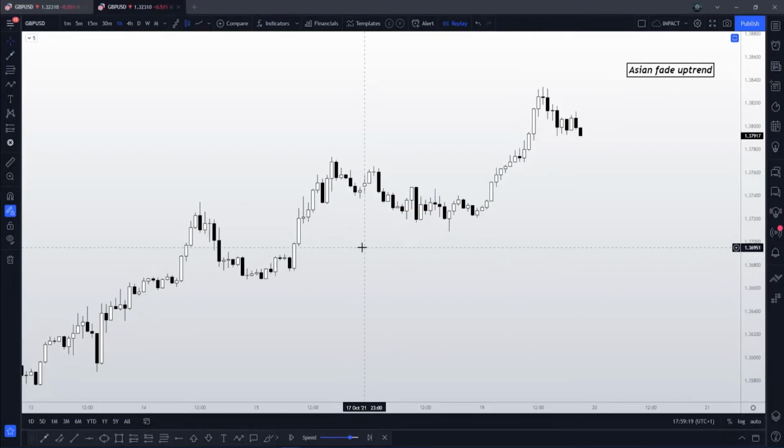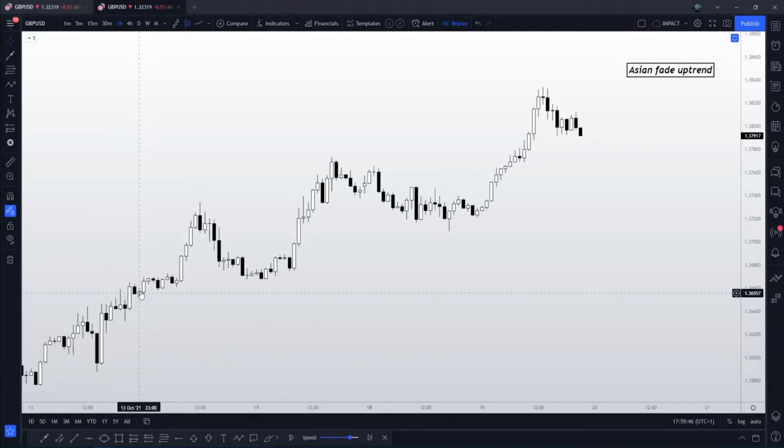Let's explain the Asian fade in an uptrend first. Very important, make sure to be on the 1 hour time frame. 30-minute works as well. Now, take a look at this move. That's a nice impulsive move, right? When did this move actually take off? As you can see at the bottom of the screen, 3 p.m. For me, that's 1 hour into the New York session. The move continues up until the end of the session.